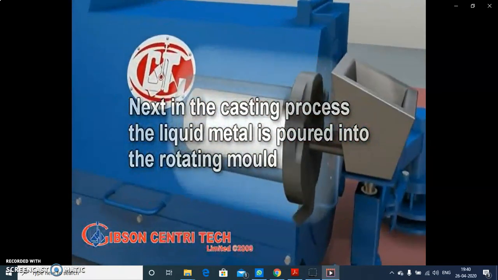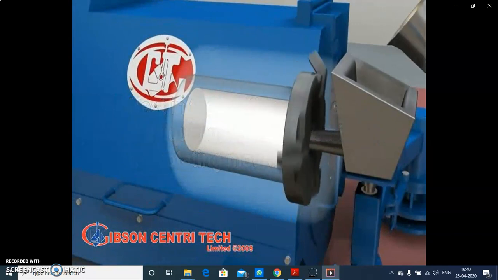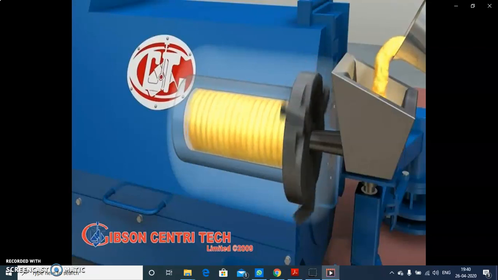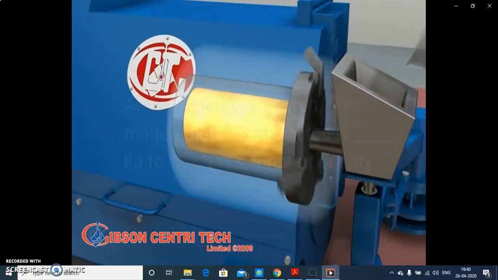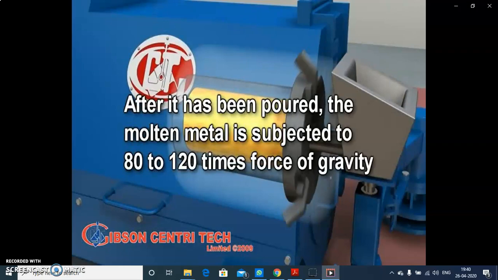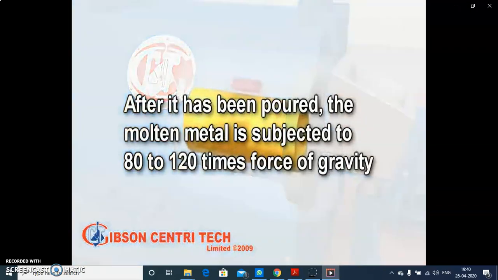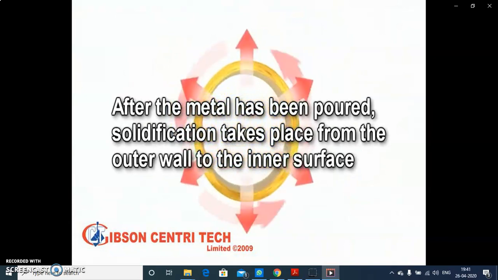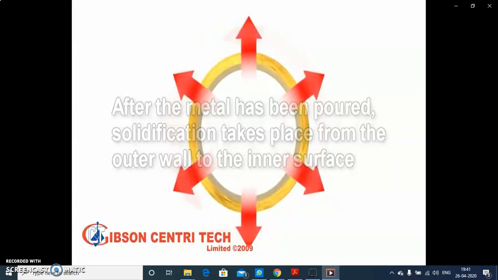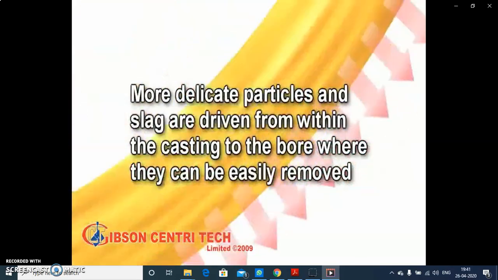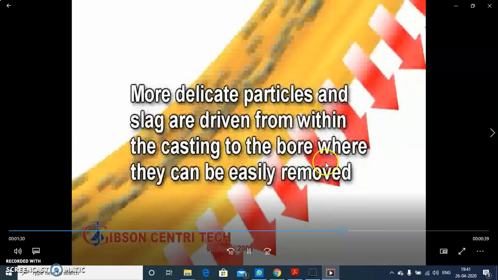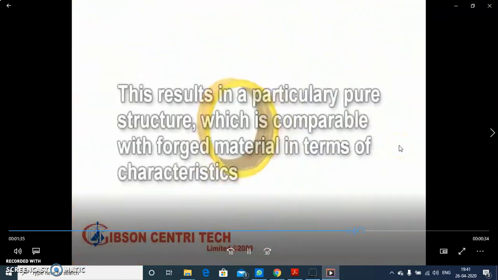Liquid metal is poured into the rotating mold. This is a rotating mold. We put the molten metal, and the continuous rotation is there. Therefore, with the effect of centrifugal action, this molten metal is pasted at the periphery of the cylinder. This is the centrifugal action in the red portion, in the red direction, outward.